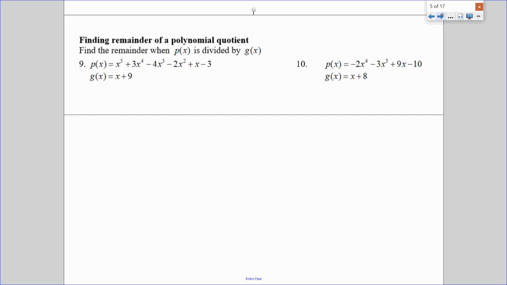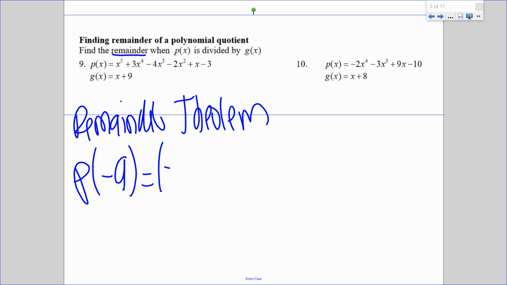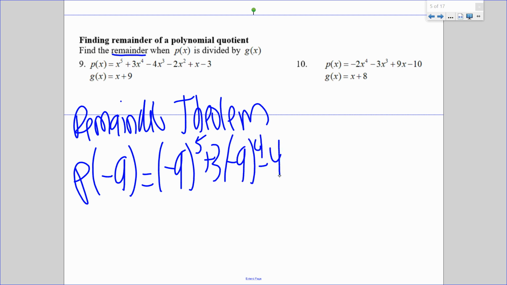If it ever asks you to find the remainder, you use remainder theorem. Remainder theorem is very simple. You're just substituting the opposite of what you're dividing by into the function. So from here, you can just put into your calculator. We also talked about an even easier way than using the parentheses. This is taking up a lot of space.